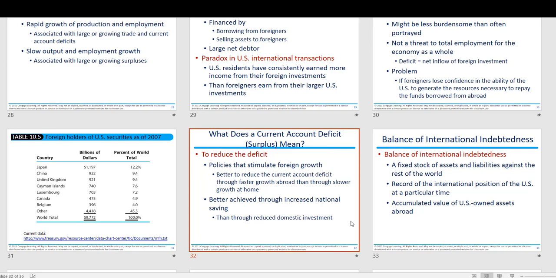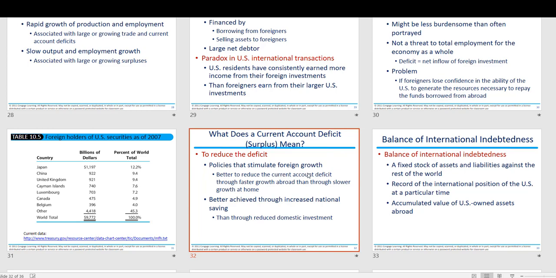So we can ameliorate the current account balance by increasing our savings to an amount greater than our investment, or at least reduce the gap between how much we save and how much we invest so that we don't have to borrow from foreigners to do investment.